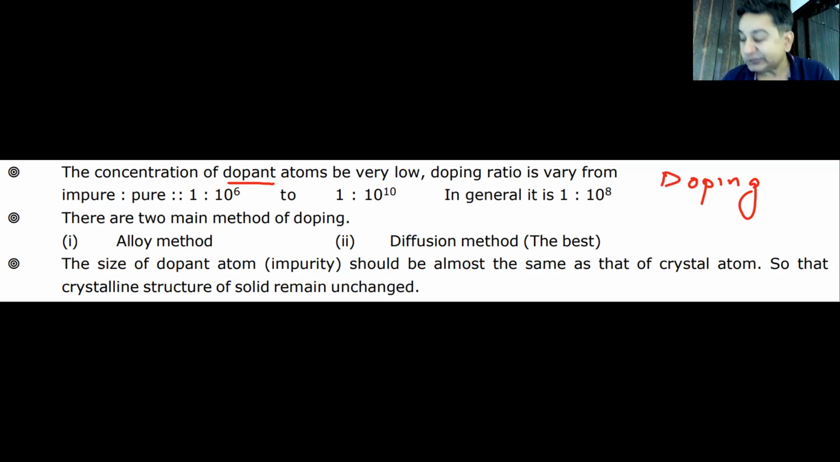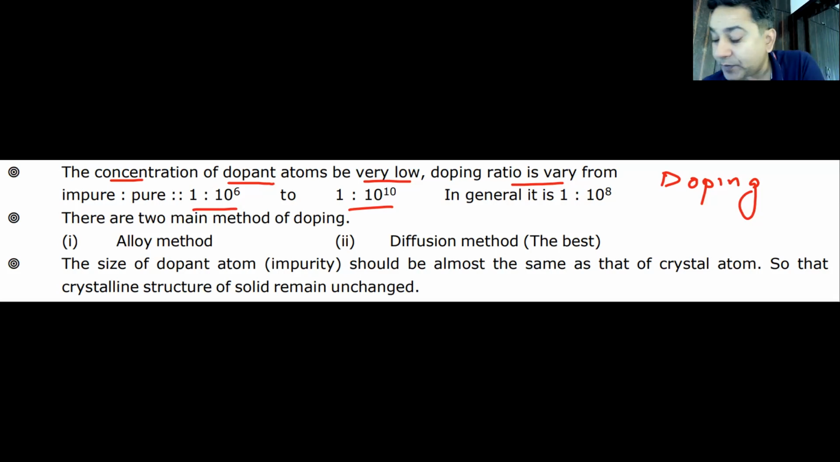Yes, sir. The concentration of the dopant element should be very low. Remember this. Doping ratio should be very low, 1 in 10 raised to the power 6 to 1 in 10 raised to the power 10. For 10 raised to the power 10 atoms, you add just one of this dopant. Do we understand this? Yes, sir.